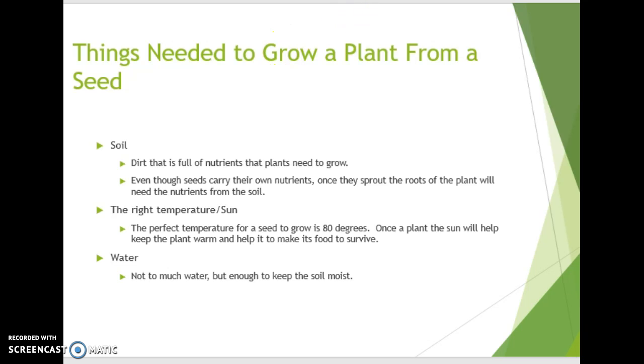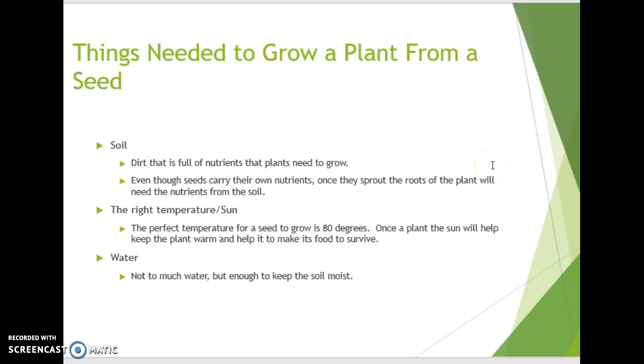So first things first, we talked about the things that plants need to grow. There are three main things that plants need to grow: soil, a good temperature, and water. You might be asking, what is soil? Well, soil is dirt that's full of nutrients that plants need to grow. Dirt is just the actual dirt part, and soil is dirt plus extra nutrients to grow.